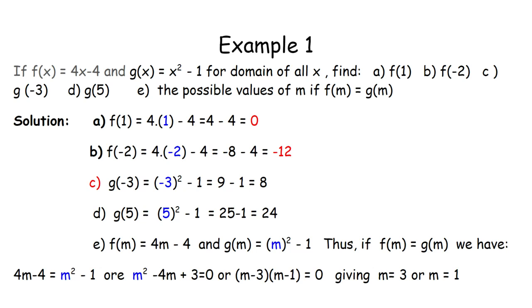Thus, if f of m equals g of m, we have 4m minus 4 equals m squared minus 1. This is a quadratic equation. To write it in standard form, we collect all terms on one side and 0 on the other side, and we obtain m squared minus 4m plus 3 equals 0. To solve this equation, let's solve by factoring. Factoring this quadratic equation, we obtain m minus 3 times m minus 1 equals 0. By the zero factor property, we have m equals 3 or m equals 1.